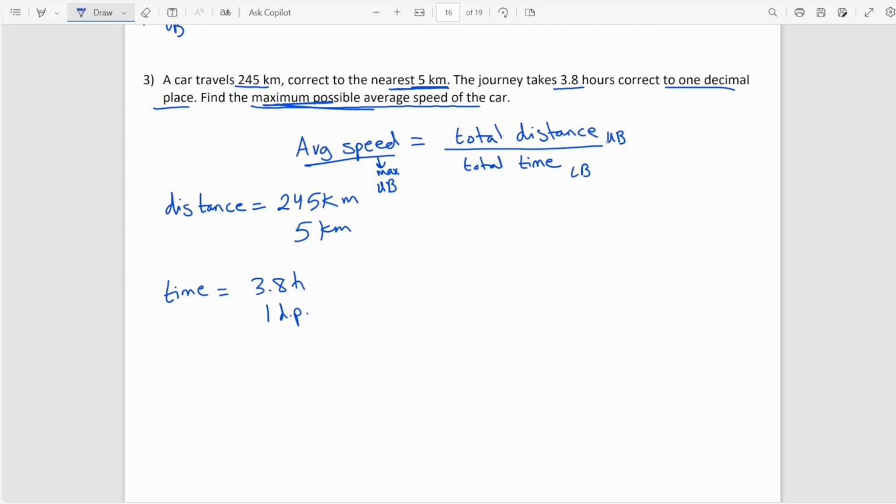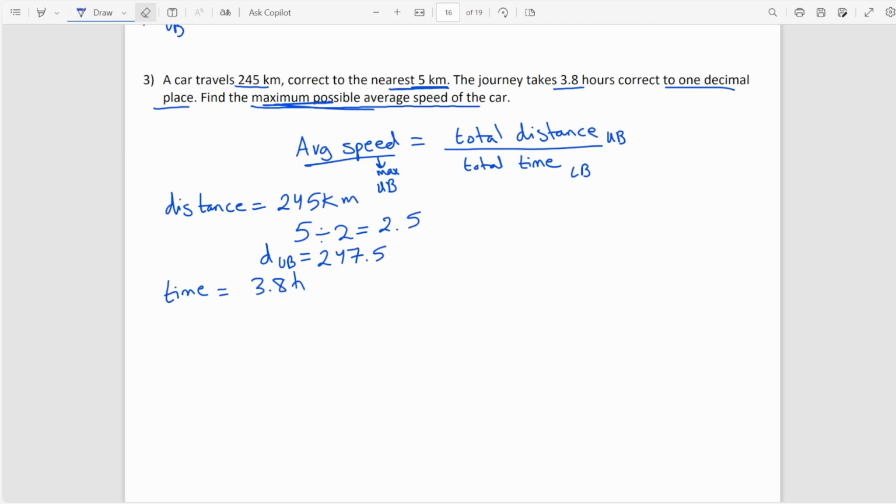So let's find the upper bound for the distance. So the distance is 245 and the unit of round is 5. So just going to go ahead and divide this by 2 and we get 2.5. So the upper bound for the distance is the addition of 245 plus 2.5. So 247.5.